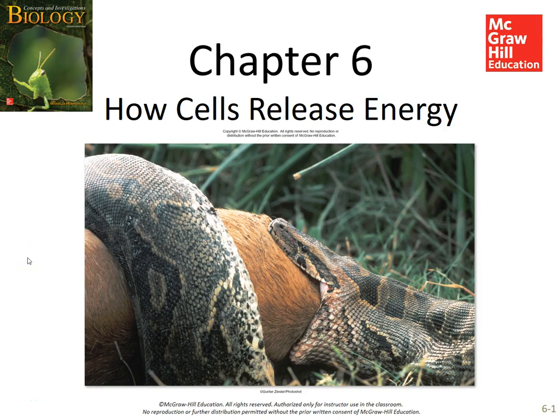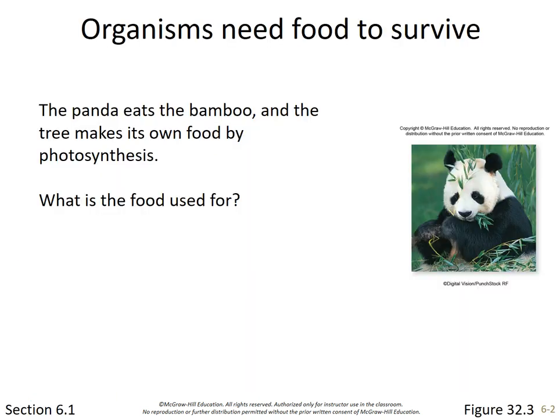This video is all about cellular respiration, how organisms release energy through metabolic processes. A panda eats the bamboo, and the tree makes its own food through photosynthesis. But what is the food used for? Both require cellular respiration.